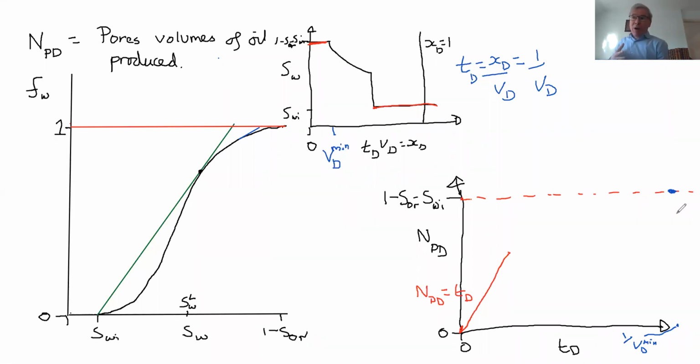Often VD min is 0. What happens if it's 0? Well, then the time is infinite. So in fact, this is an asymptote. You reach this asymptotically. You never actually quite get there.